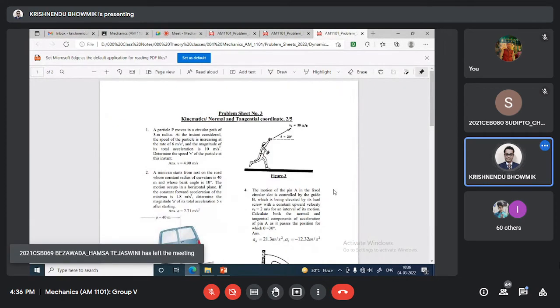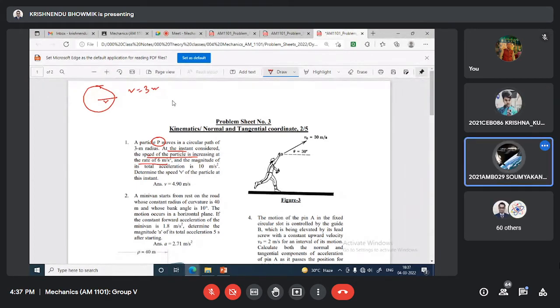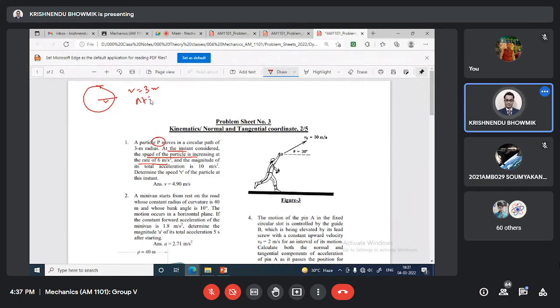Now problem sheet 3. As I told, it is normal and tangential coordinates. So let me start with the first problem itself. There is one particle P moving in a circular path of radius R equal to 3 meters. At the instant considered, the speed of the particle is increasing at the rate of AT, 6 meter per second square, and the magnitude of the total acceleration, A total, is 10 meter per second square.